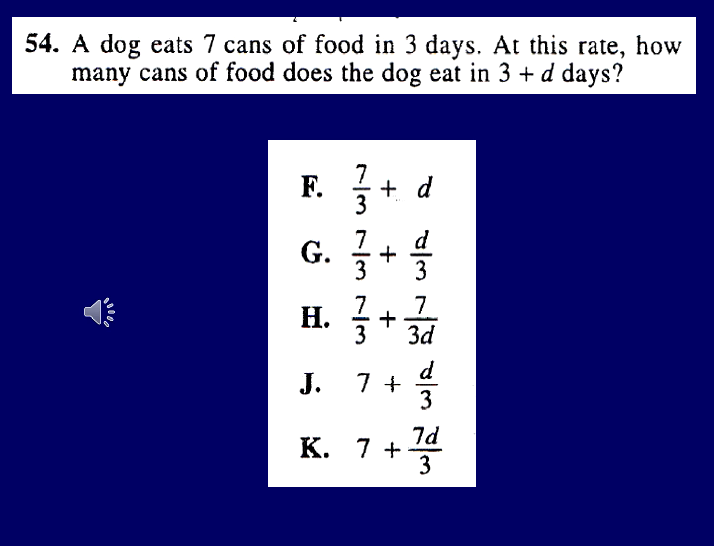Number 54, a dog eats 7 cans of food in 3 days. At this rate, how many cans of food does the dog eat in 3 plus D days? There's a bunch of expressions here: 7/3 plus D, 7/3 plus D over 3, 7/3 plus 7 over 3D, 7 plus D over 3, and 7 plus 7/3 D.